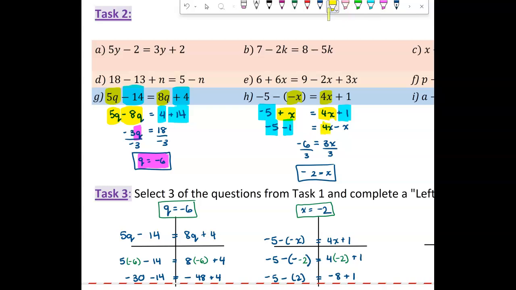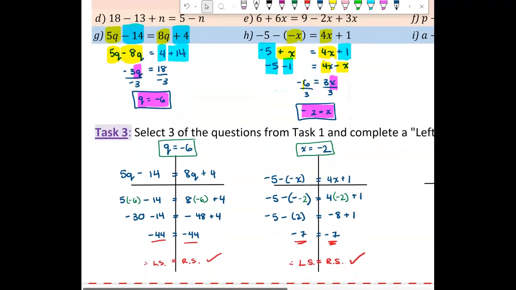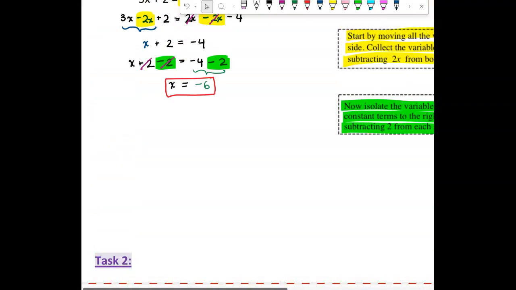Okay. And so when I collect them, I get negative 6 on the left and I get 3x on the right. I need to isolate for just the x, so I'm going to divide out the 3 because right now 3 is being multiplied with the x. So I'm going to divide that out by 3 on both sides, so that my answer is negative 2 equals x.